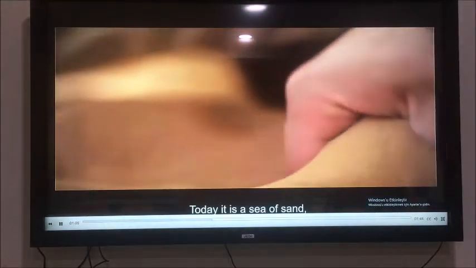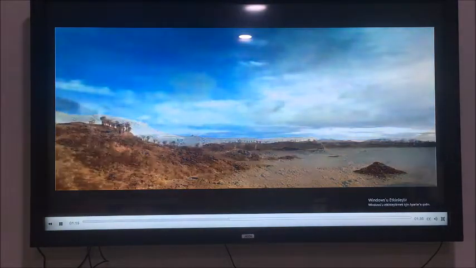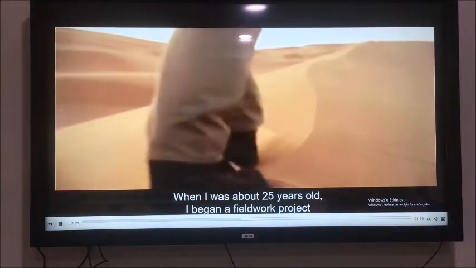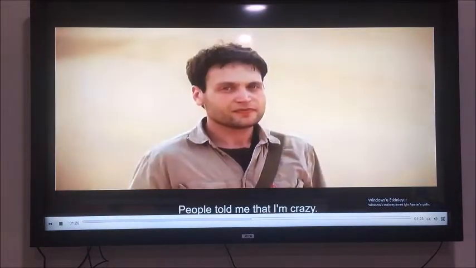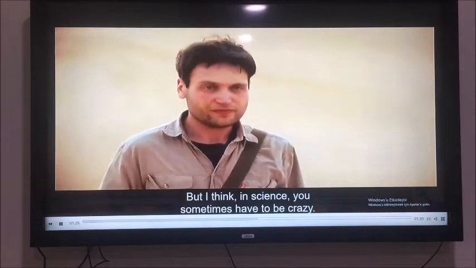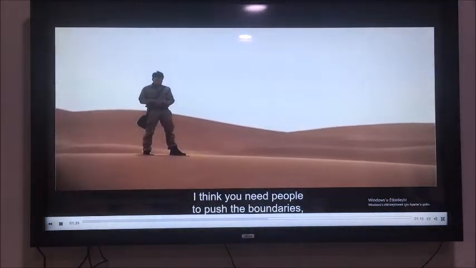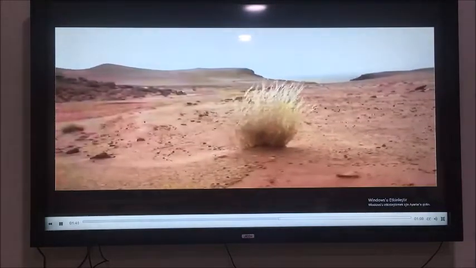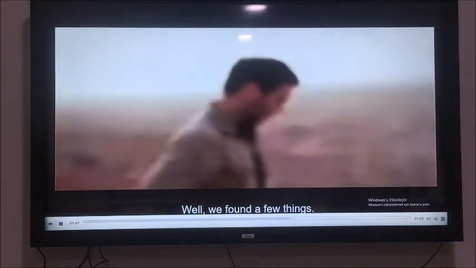Today, this is a sea of sand. But 100 million years ago, this place was a huge river system. When I was about 25 years old, I began a fieldwork project to collect fossils in the border region between Morocco and Algeria. People told me that I am crazy. But I think in science you sometimes have to be crazy. I think you need people to push the boundaries. I mean, that's what science is about. People thought I would never find anything significant. Well, we found a few things.